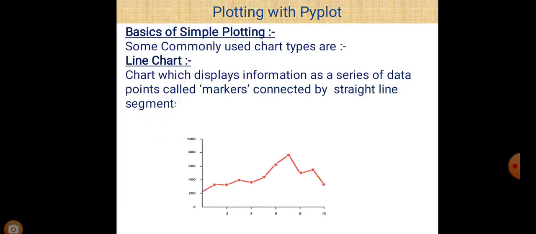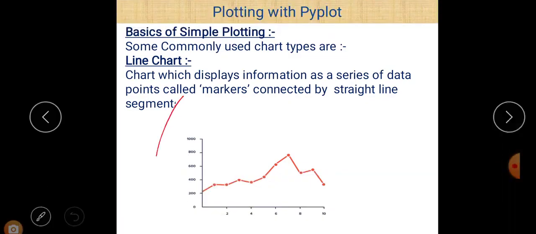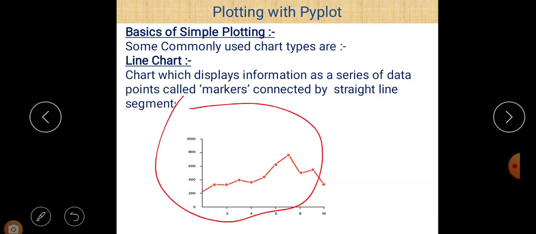So let's start. Basics of simple plotting. First of all, line chart. Some commonly used charts are given here. A chart that displays information as a series of data points called markers connected by straight line segments is called a line chart. You can easily see here, this is a line chart. These points are connected by a straight line segment.